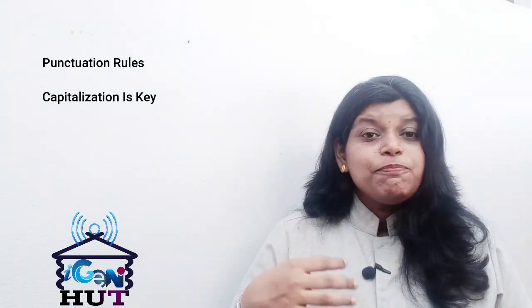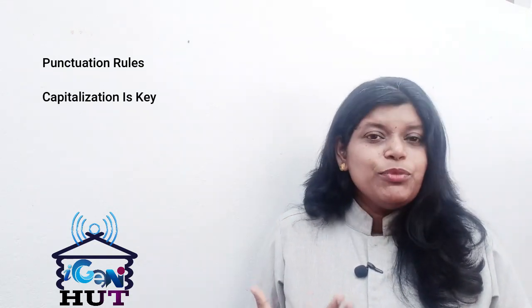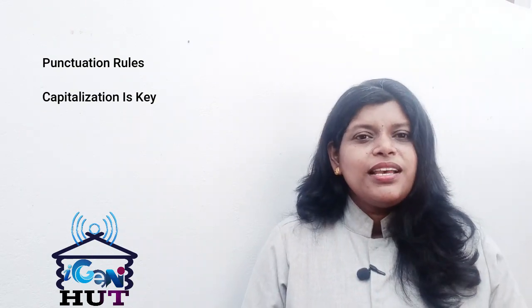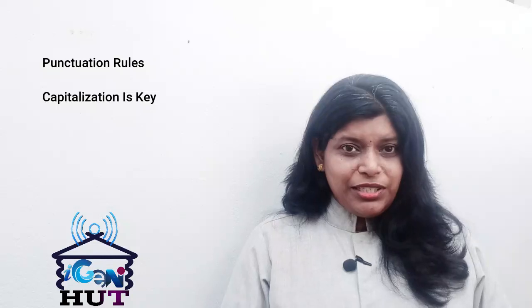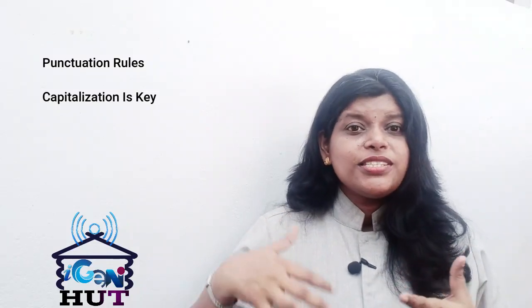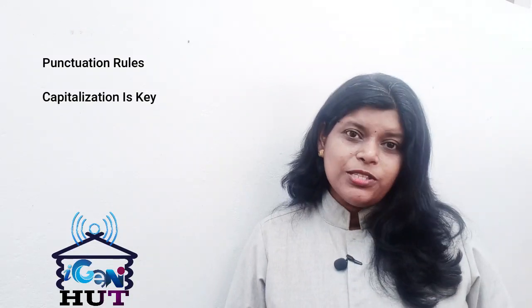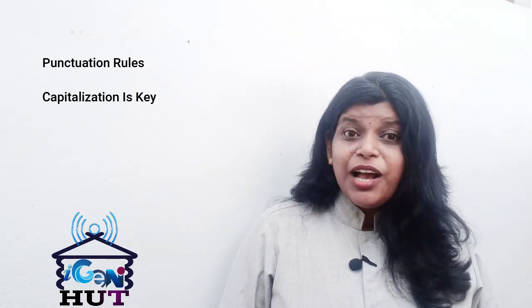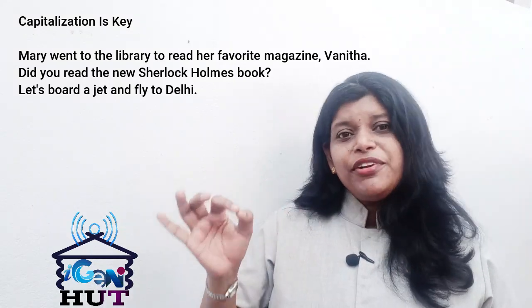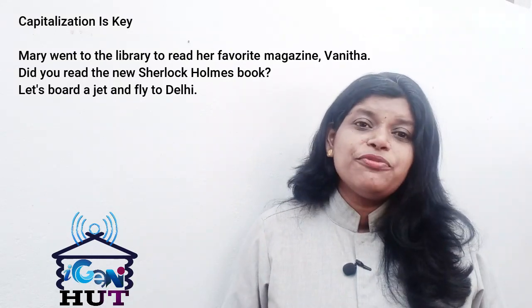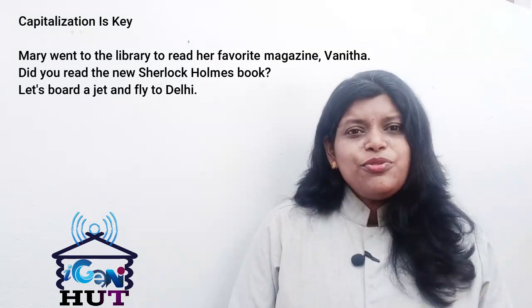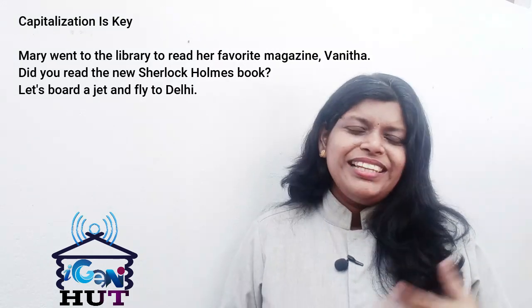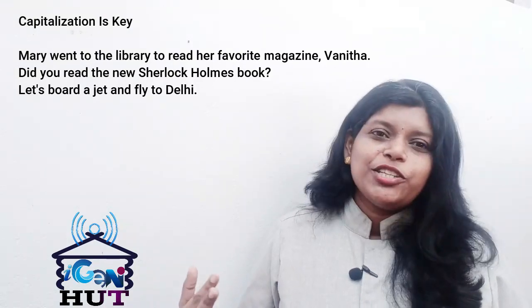All sentences must start with a capital or uppercase letter. Titles of people, books, magazines, movies, and specific places are considered proper nouns and are typically capitalized. Organizations and company names are also capitalized because they are also considered proper nouns. An example to say: Mary went to the library to read her favorite magazine, Vanity Fair. Another example: did you read the new Sherlock Holmes book? Let's board a jet and fly to Delhi.